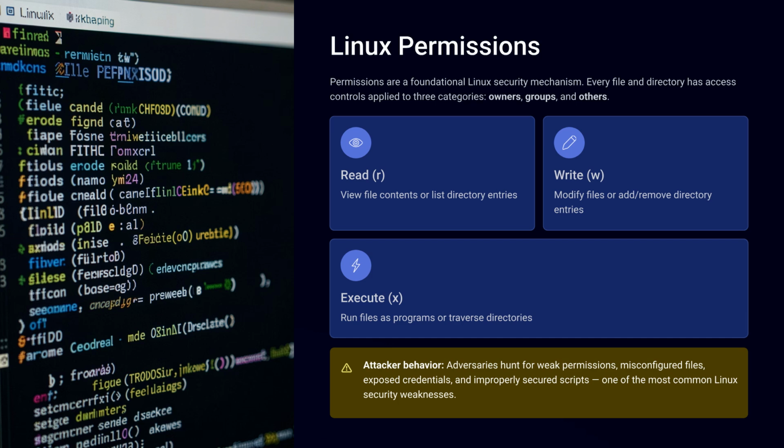Linux permissions are a foundational security mechanism, controlled for owners, groups, and others. Permissions include read, write, and execute. Attackers exploit weak permissions, misconfigured files, and exposed credentials, making permission management a top security priority.